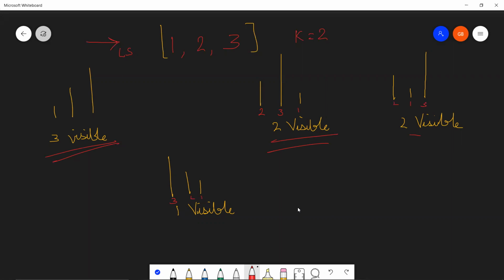A few observations that we can make from here: if the first stick is the largest stick, then no other sticks would be visible. This is a pretty useless observation, but still I made it. And another thing is that at any given point, one stick is always visible because that's the first stick, right? Okay.